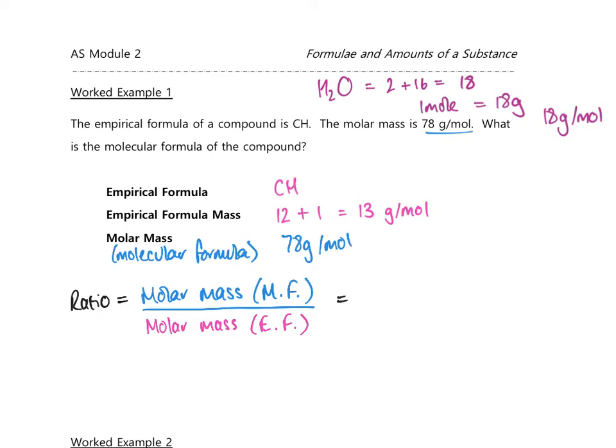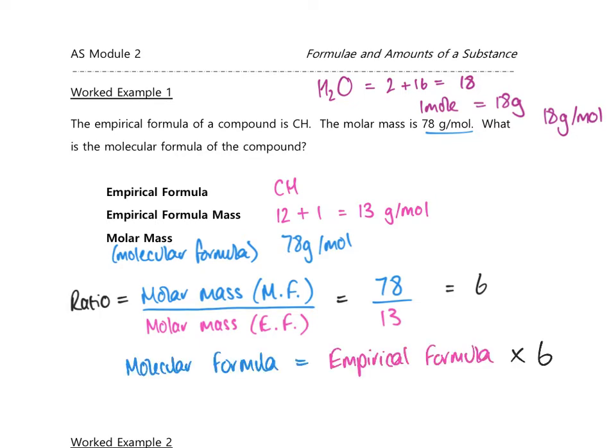To do this, I'm simply taking my molar mass, or RFM, of the molecular formula, which we're told is 78. You can include your units if you wish, but they're just going to cancel out, grams per mole and grams per mole. So that's 78 divided by our empirical formula mass, which is 13. If you put that into your calculator, 78 divided by 13 gives you a ratio of 6. So there are 6 times as many atoms in the molecular formula as there are in the empirical formula.